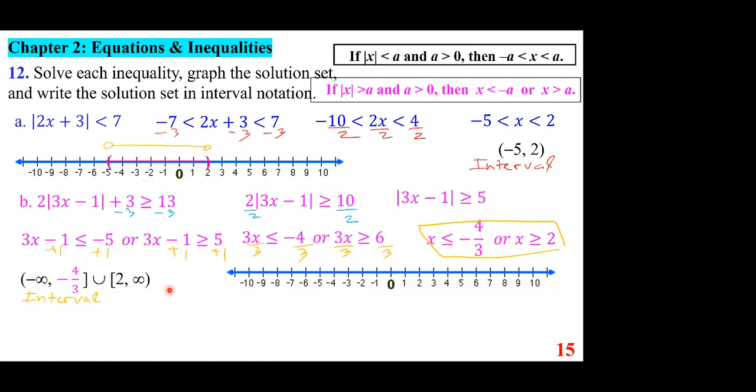What about a number line? So you locate -4/3. -4/3 is -1 and 1/3. So -1 and 1/3 is here and all the way to the left with either bracket or a solid point. And then from number 2 here to the right. So we have this. Okay, everybody? Again, pretty straightforward.